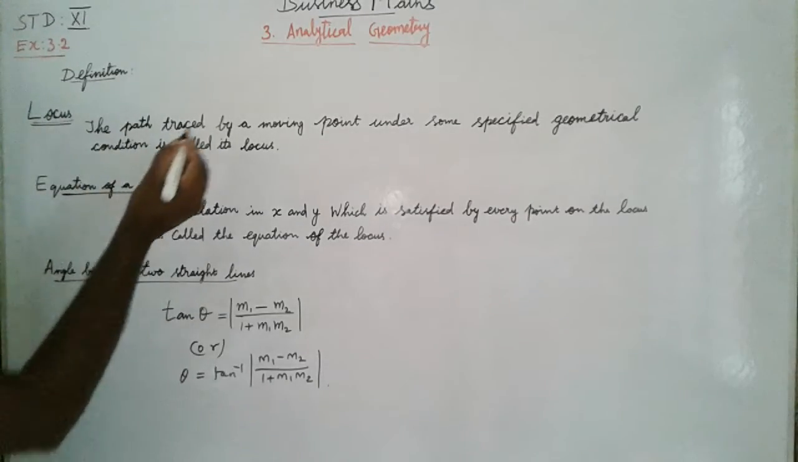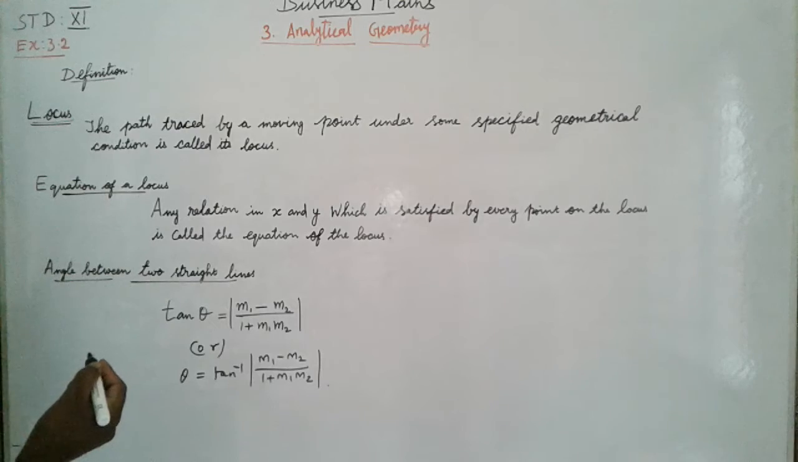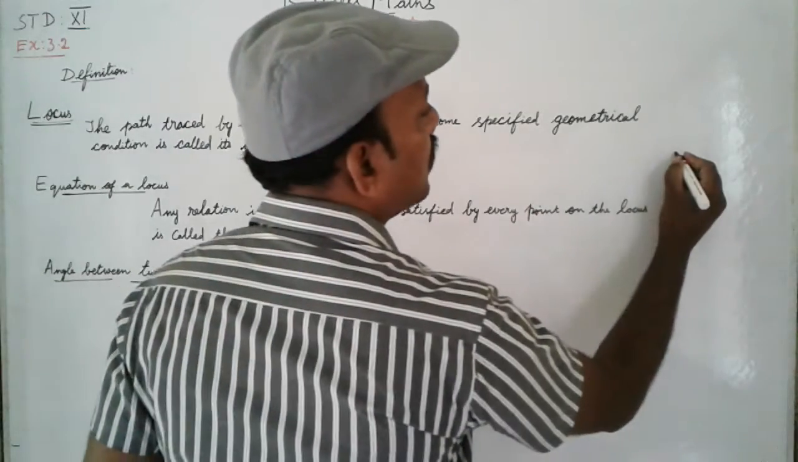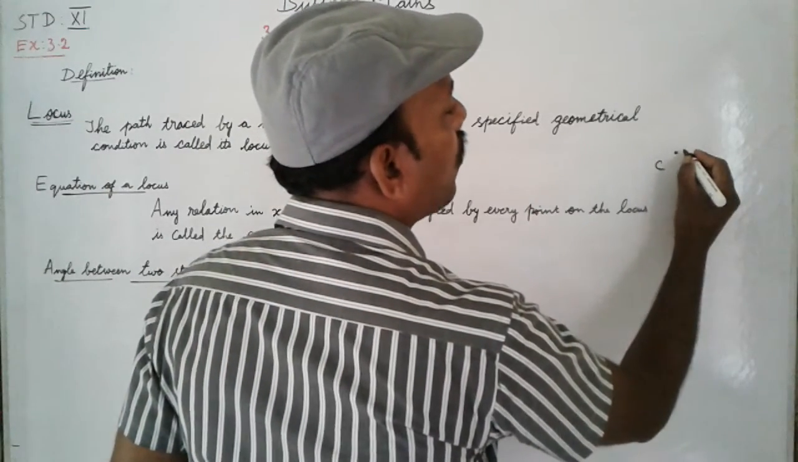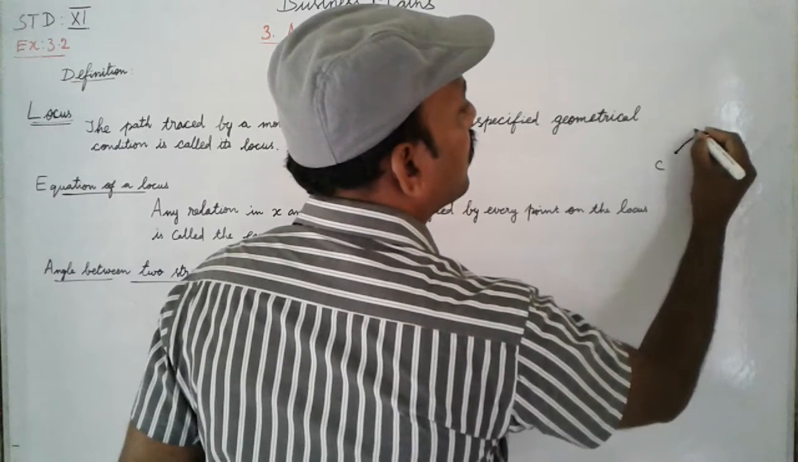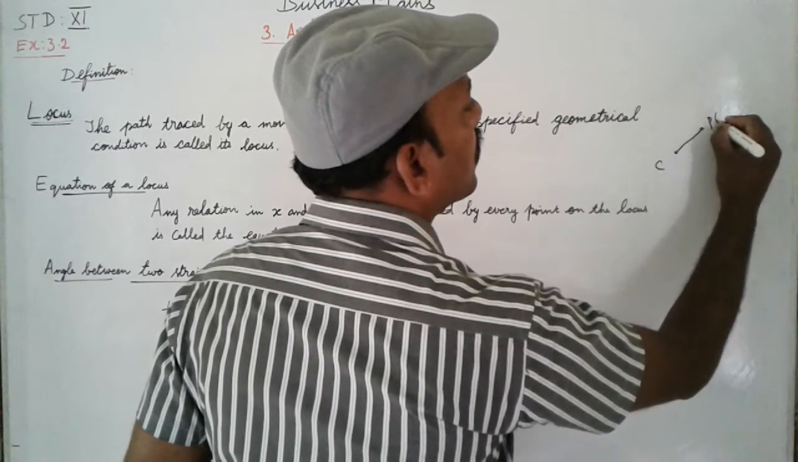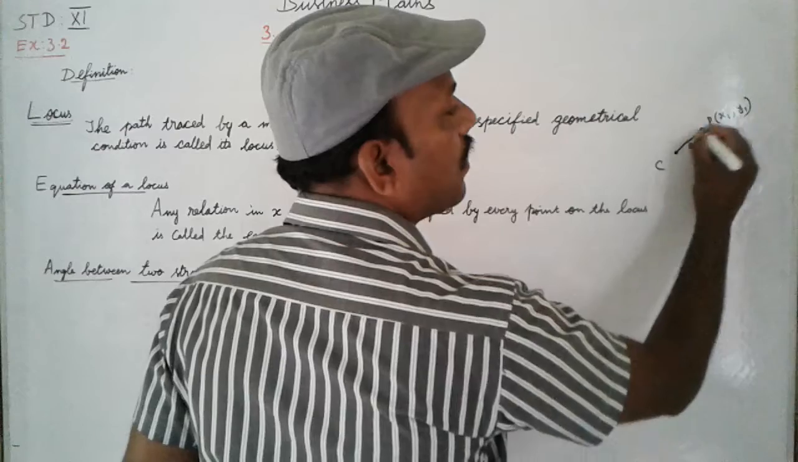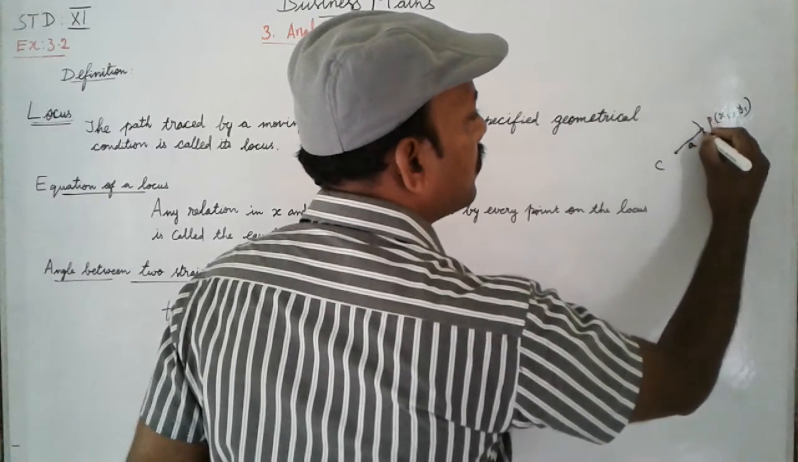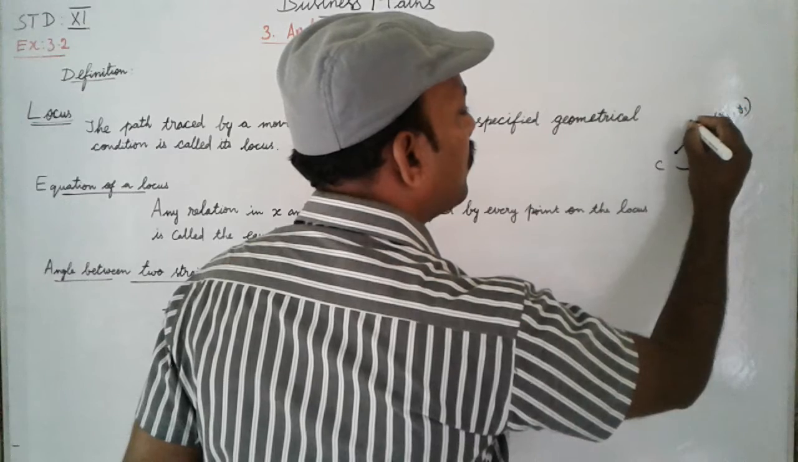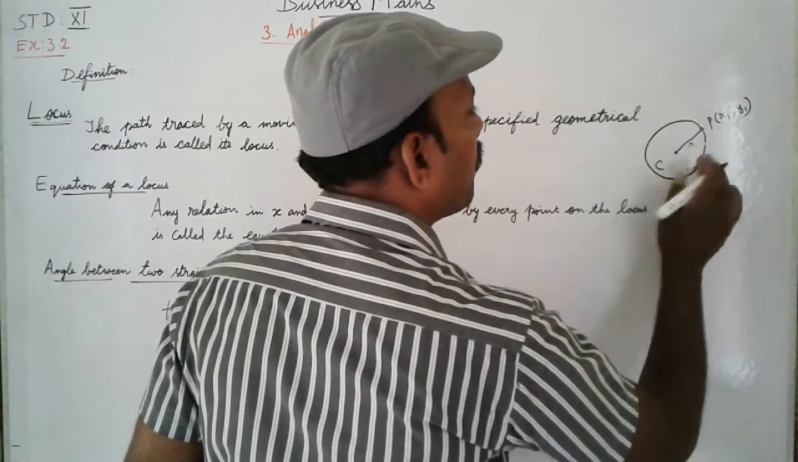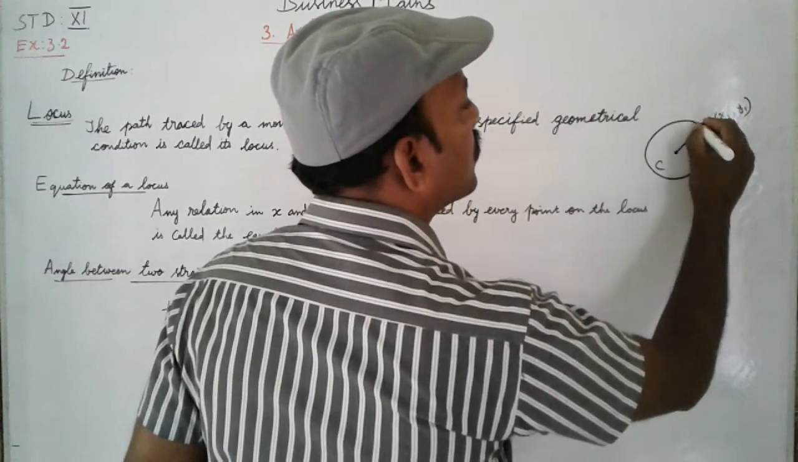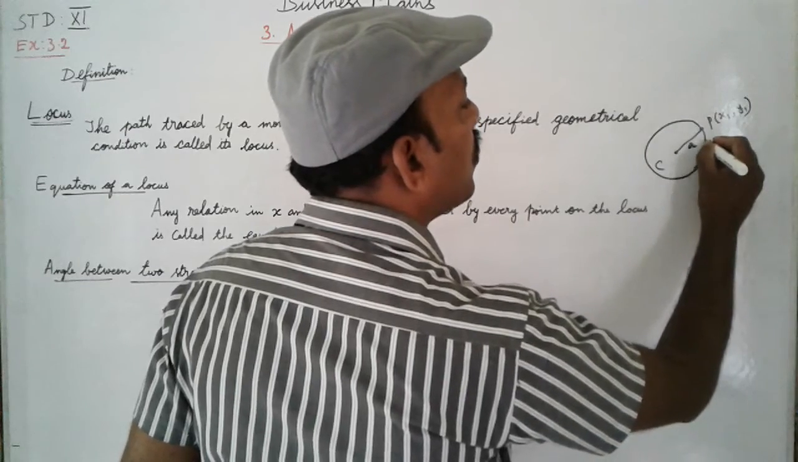Locus: the path traced by a moving point under some specified geometrical condition is called its locus. That means we should take C as the center of a circle, and any one point on the circle, P of x1 comma y1. The distance is a. Make a circle. So the circumference of a circle is called a locus.